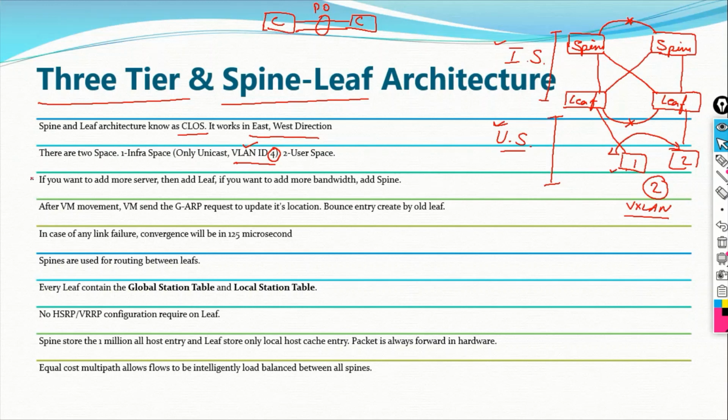So as we have seen, if we want to add more servers, then we need to add leaf devices. If we want more bandwidth, then we need to add more spine switches, right? In case of any link failure, we can immediately be notified within 125 microseconds, and then the topology and the packet are switched over to the other one.